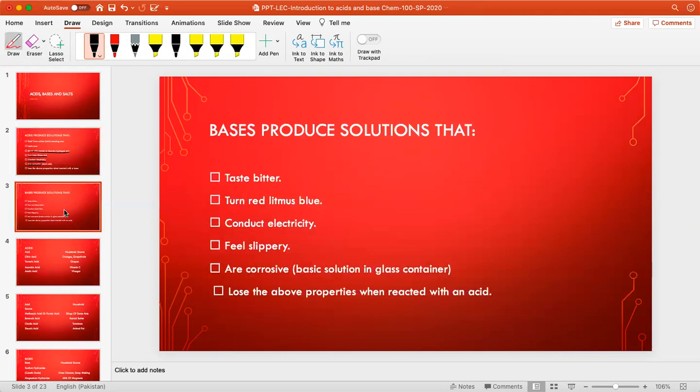Next, we go to bases. The taste is bitter, and it turns red litmus paper into blue color. This is also a good conductor of electricity. Their touch is very slippery. They are also corrosive. If we want to make a basic solution, we use a glass container, and they also lose all the above properties whenever they react with an appropriate acid.